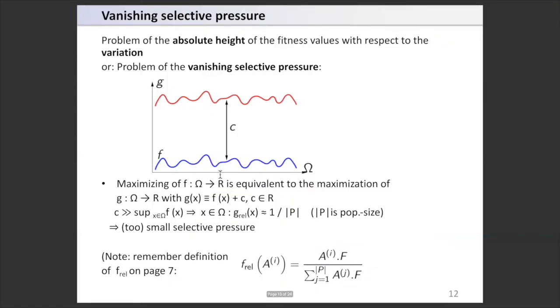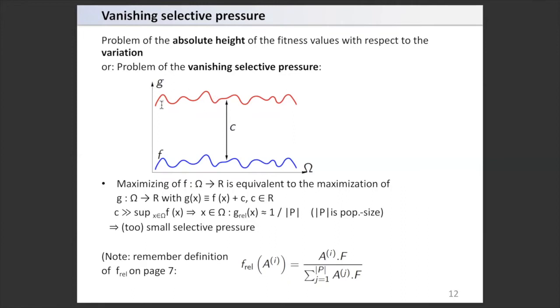In this part of the Computational Intelligence course, we are going to examine the vanishing selective pressure problem in evolutionary algorithms. And then we are going to cover the methods for adapting the fitness function in order to overcome the problem. It is the problem of the absolute height of the fitness values with respect to the variation. This is also called the problem of vanishing selective pressure.